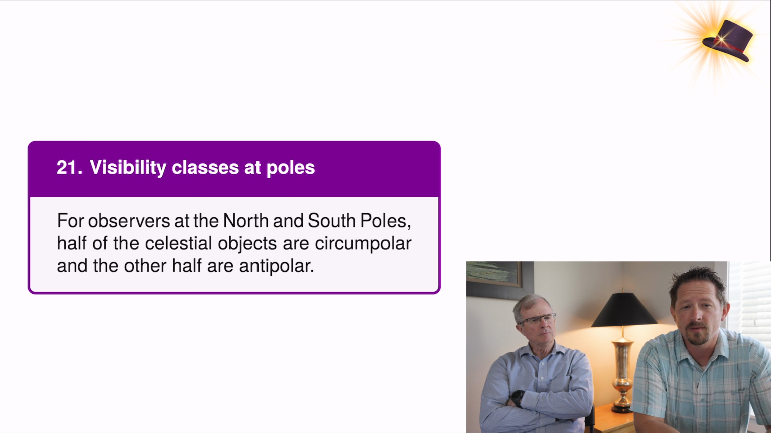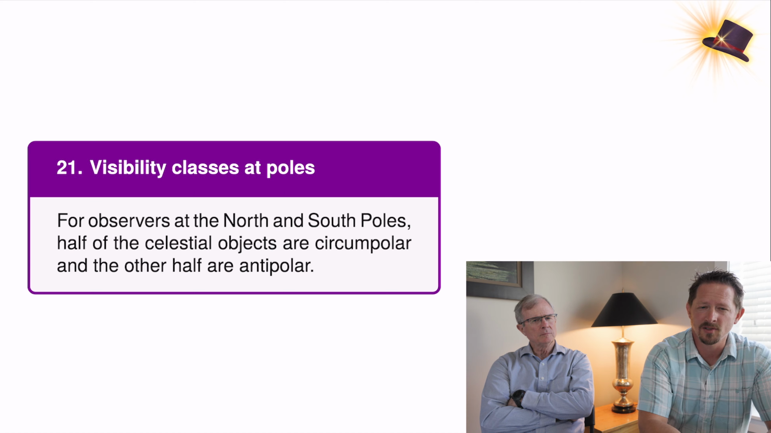Principle 21. For observers at the North and South Poles, half of the celestial objects are circumpolar, and the other half are antipolar. Now, we poked around to try and find a word that describes this. I've taught astronomy before, and a lot of times we'll say that stars come in two classes, circumpolar and non-circumpolar. But that doesn't distinguish between the non-circumpolar objects that you can actually see, which we call seasonal objects, and the ones that you can never see, which we call antipolar. They're in the direction of the opposite pole.